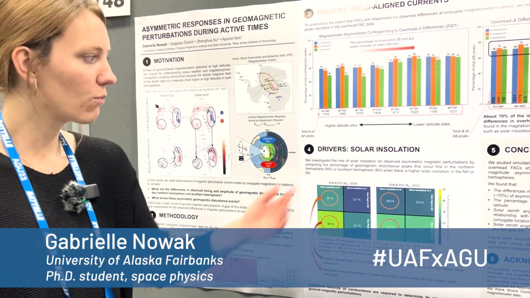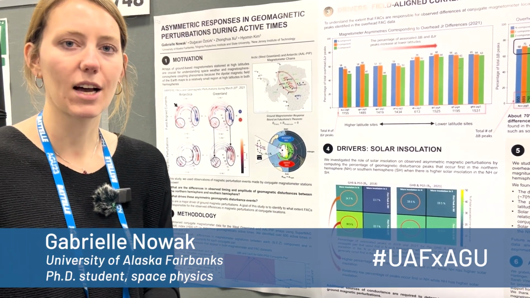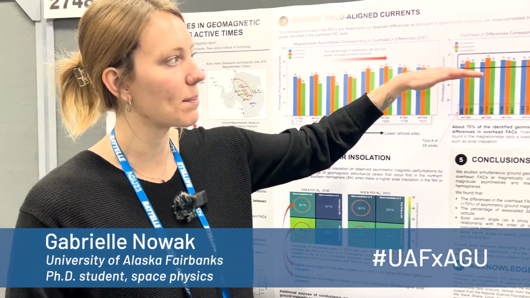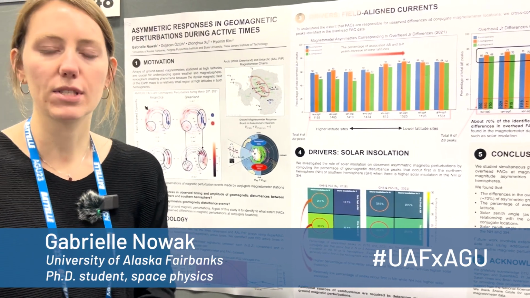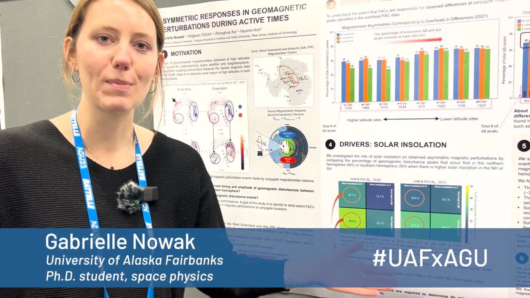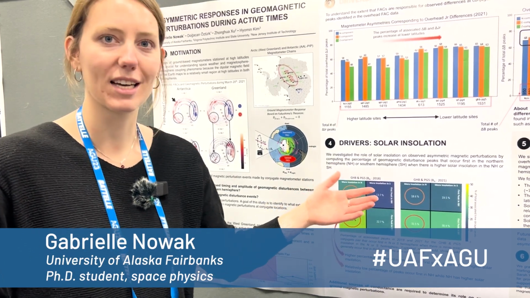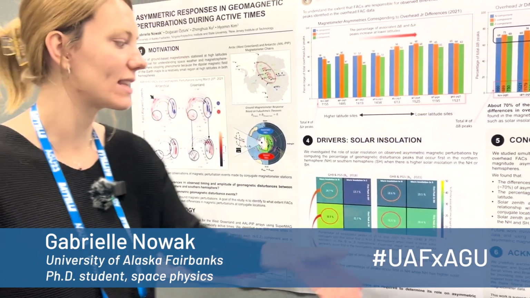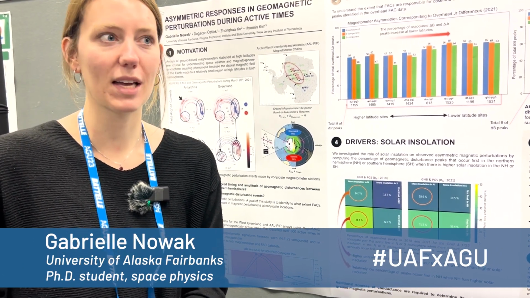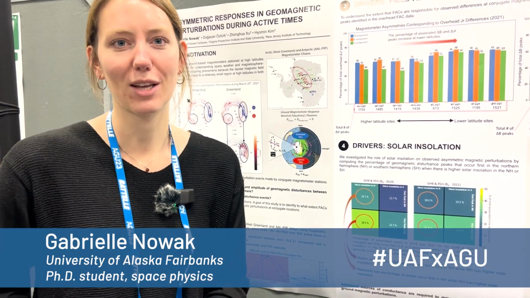So going further, we're going to be looking at conductance as maybe a factor that makes up for the extra 30%, things like solar insolation. And talking to other people here at AGU, being able to discuss ideas about that extra 30% that might make up those asymmetries in the magnetometer data is a great opportunity here. I've been able to talk to a lot of people about it.